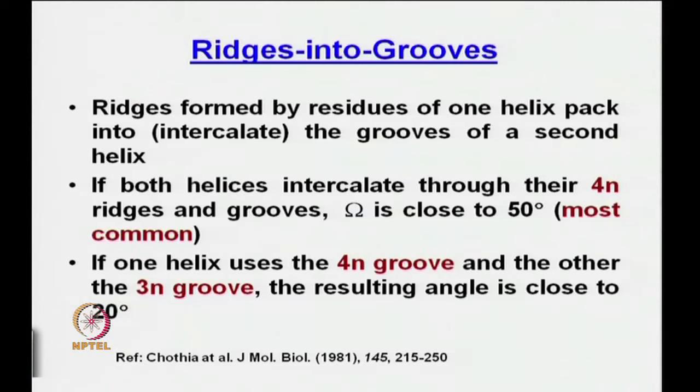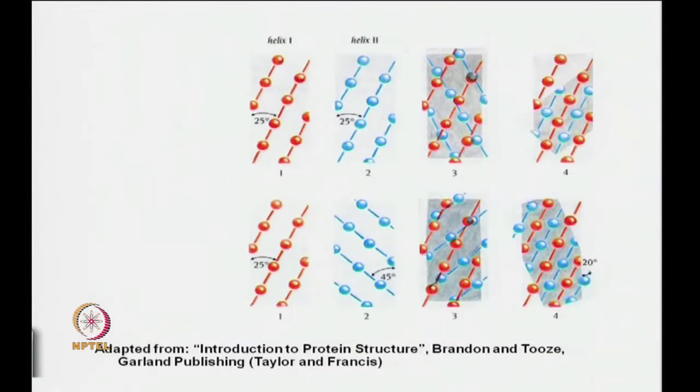So, you can see that depending upon this 4n-4n packing and 4n-3n packing, you give rise to different angles, one is 50 degrees, the other is 20 degrees. This is what I mean. This is the top row of figures, there are 4n grooves and ridges. You can see here this angle is 25, here this angle is 25.